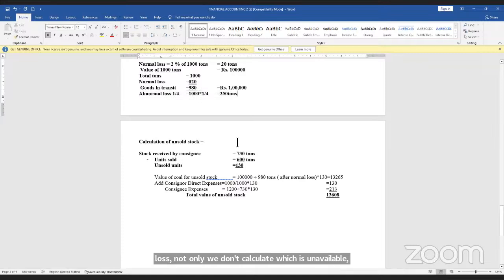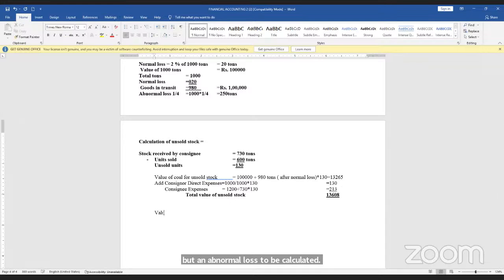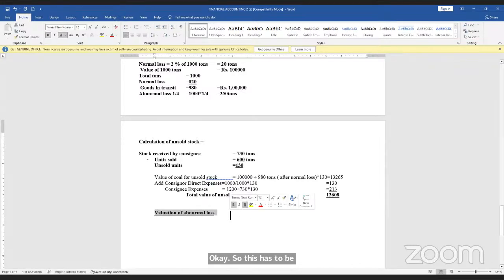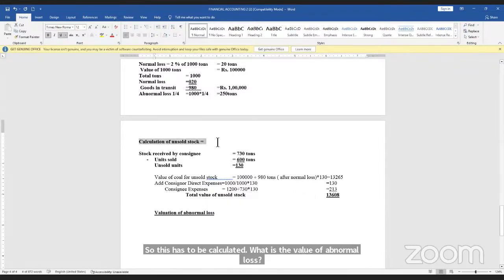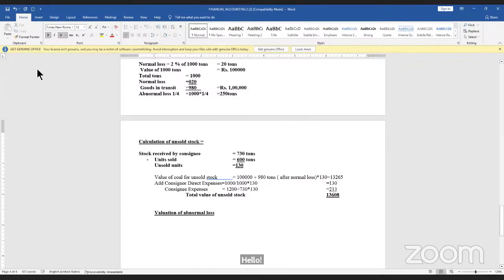So how do you calculate abnormal loss? Let us see. Valuation of abnormal loss. So this has to be calculated. What is the value of abnormal loss? Total loss is goods lost, 250 units. So again, same like cost.